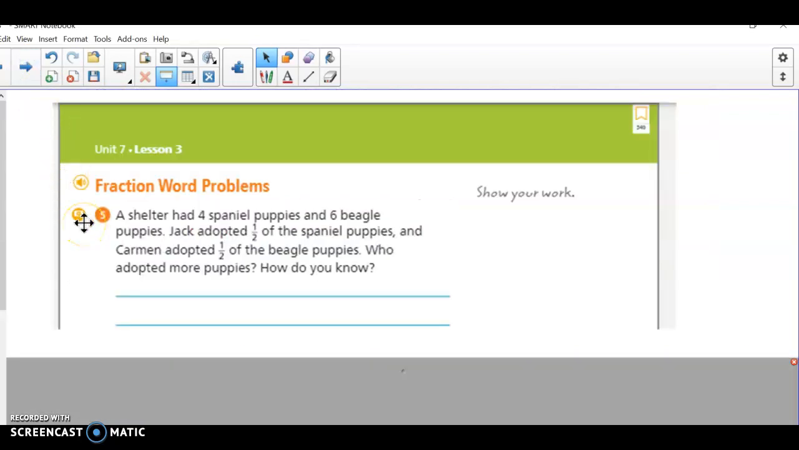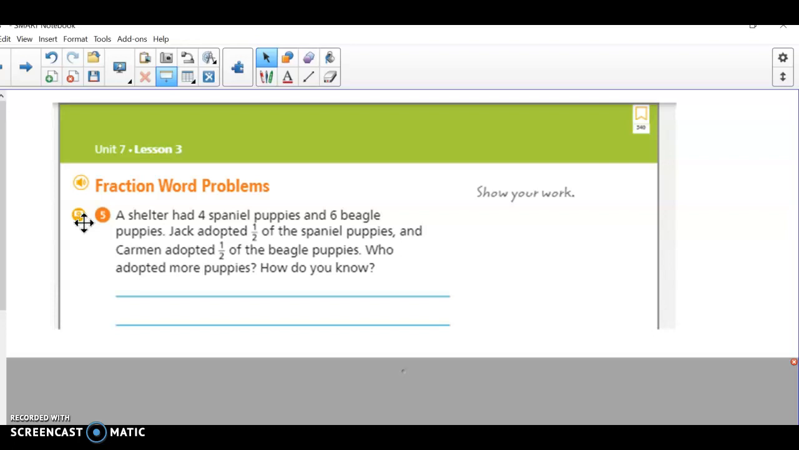All right, let's look at number 5. Number 5 says, I want to do this one together and then I'll let you work on your own. 5 says a shelter had 4 spaniel puppies and 6 beagle puppies. Jack adopted 1/2 of the spaniel puppies and Carmen adopted 1/2 of the beagle puppies. Who adopted more puppies? How do you know?